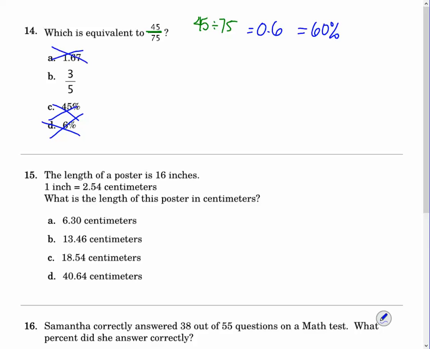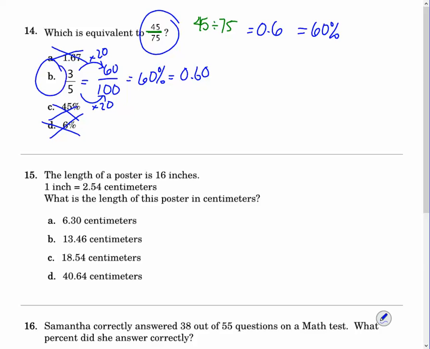And the reason people would get choice A if they mess this up is, I'm guessing, if you take 75 and divide it by 45, that's where they're getting that answer. You have to be really careful, and I can't stress this enough. You've got to divide your top number by your bottom number, so 45 divided by 75. If you were to scale 3/5 up, you would multiply this by 20, multiply this by 20, and you would get 60 out of 100, or 60%, or 6/10, or 60/100, which is mathematically equivalent to this one right up here. So the correct answer there is choice B.